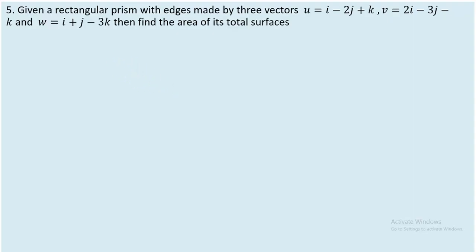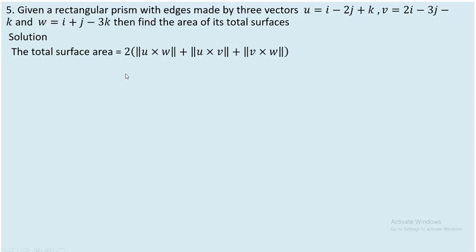So the first thing that we need to do is find the cross product of either u cross v or u cross w or v cross w as we wish. Anyway, the total surface area is going to be twice the norm of u cross w plus the norm of u cross v plus the norm of v cross w. This is what we need to do, because the norm of the cross product of two of the given vectors gives the area of the rectangular region, or the area of the face of the prism.